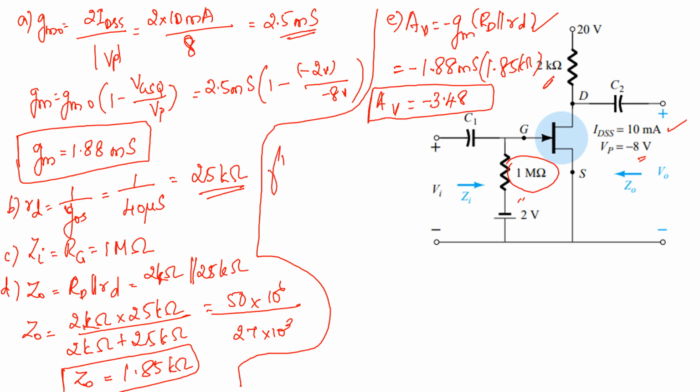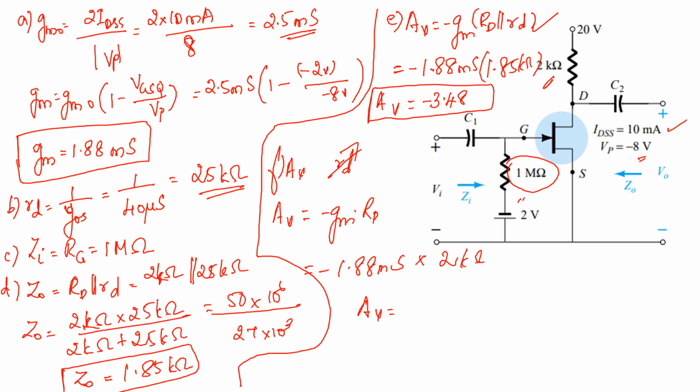Now F part, you have to calculate Av without neglecting the value for rd, right? So you will be getting Av equal to minus gm into capital RD. Again you have minus 1.88 millisiemens into capital RD, which is 2 kilo, right? Yeah, 2 kilo. So Av will be equal to minus 3.76. So these are the different values you have got.